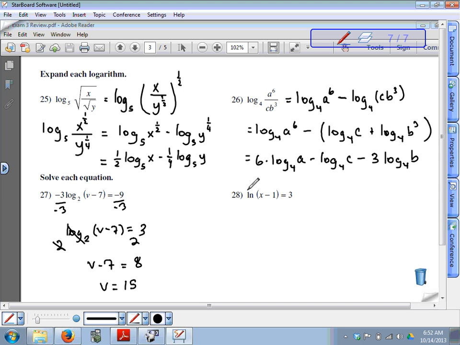On number 28, the logarithmic expression is already isolated. There's nothing in front of it. There's nothing outside of the function either. So we just need to cancel the logarithm. This is a natural logarithm that has a base of e. So to cancel, we use a base of e on both sides. So x minus 1 is equal to e to the 3rd. Adding 1 to both sides gives the solution x equals e to the 3rd plus 1.